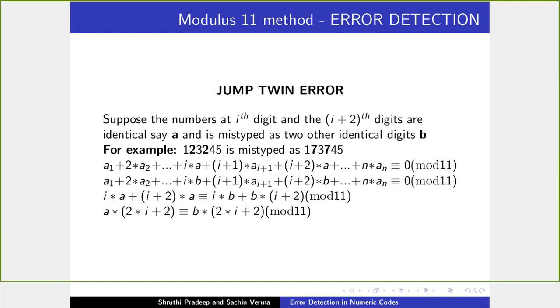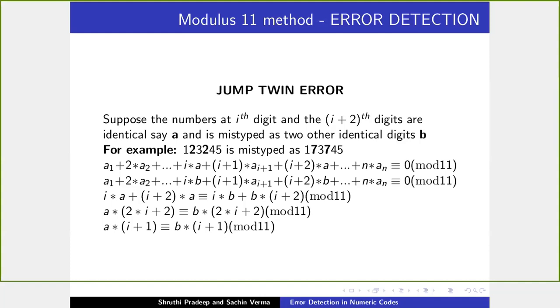Now if you take A common, what you get is A times (2 star i plus 2) congruent to B times (2 star i plus 2) modulo 11. Now 2 you can cancel because 2 is relatively prime to 11. I'll just recollect here. In the modulo 10 method, 2 you were not able to cancel, correct? Because 2 is not relatively prime to 10, in the modulo 10 method you were not able to cancel it. Clear? So the difference actually comes out here.